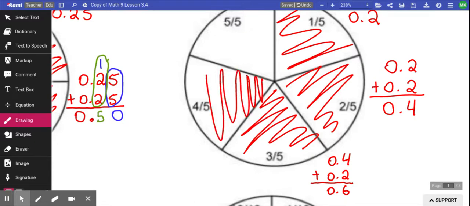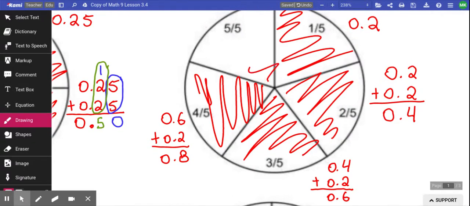4/5 is 0.6, which was 3/5, plus another fifth, giving me 0.8. And again, 5/5 is 1 whole. So you don't necessarily have to memorize fractions into decimals. If you can just remember what 1/5 is, you could add your way up to anything.